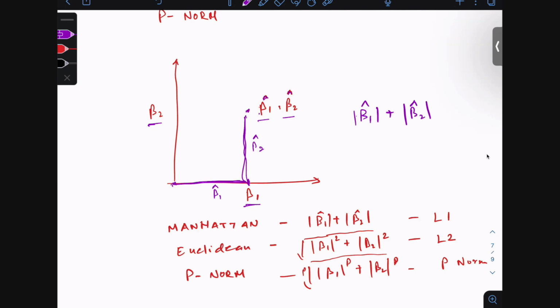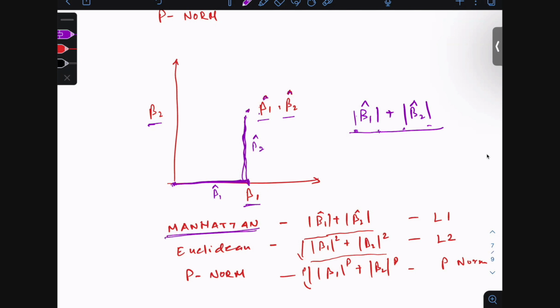Since this is distance, I'm putting it in absolute form, because I just need a scalar positive quantity. So this distance plus this distance I'm going, and I'll represent it like this. This is one way of doing it. This is the primary thing which is called L1. This is the L1 norm. We'll see what a norm is, but this is called the L1 norm or the Manhattan distance.